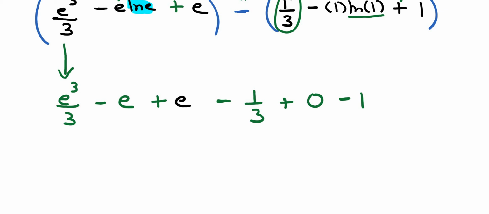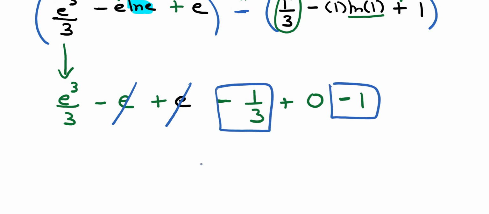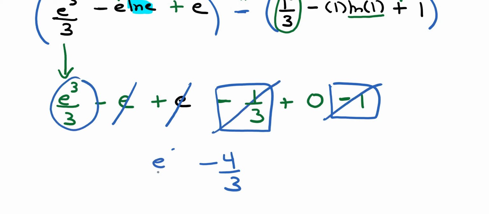Okay, so if I go ahead and simplify this a little bit more, the e's will cancel off. And if I have negative 1/3 minus 1, that's going to be negative 4/3. Now those are done. And then I just have my first term, which is e cubed divided by 3. So that is my final answer for that problem. Okay, let's move on to the last question in this homework video guide.